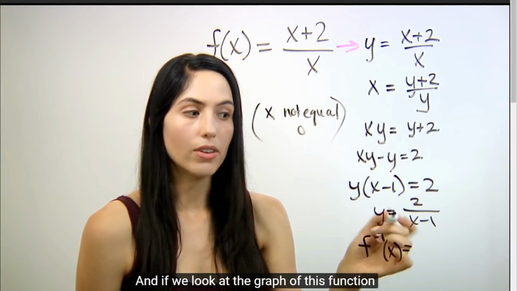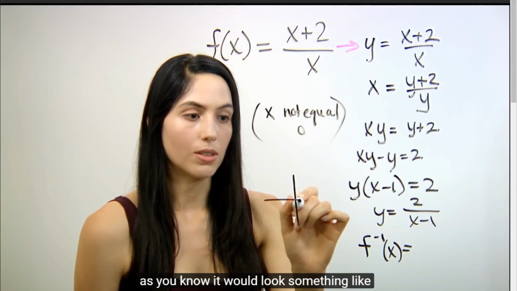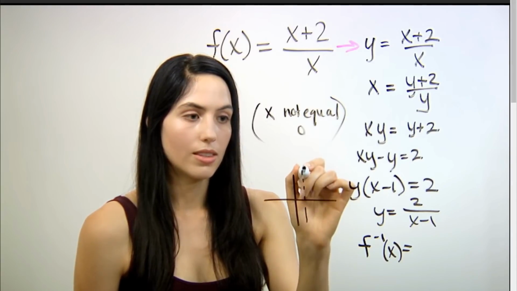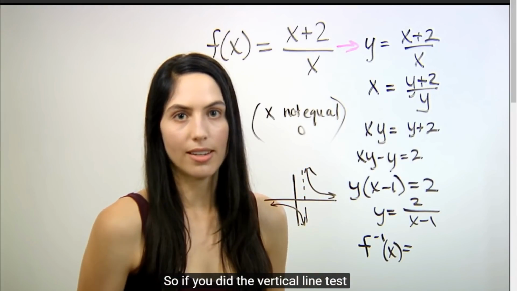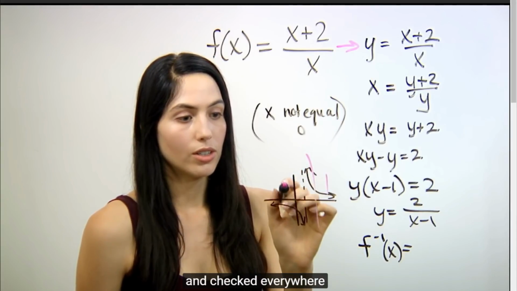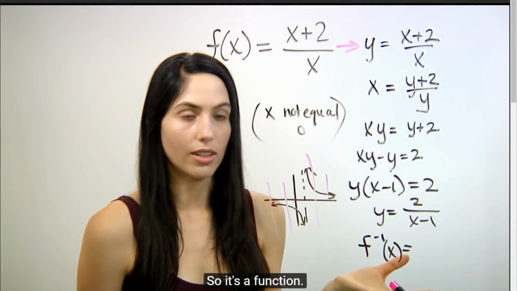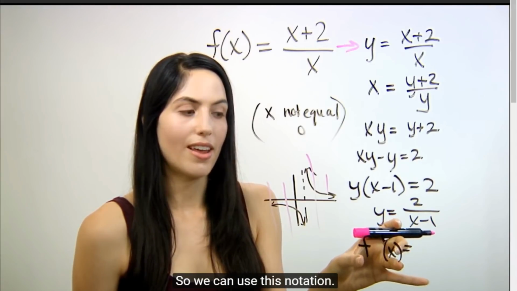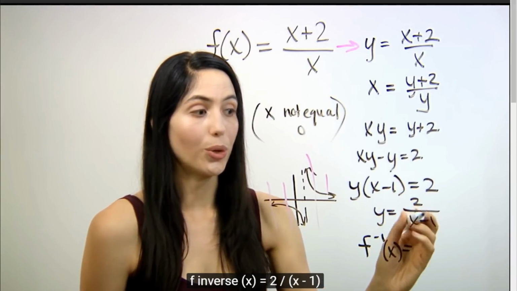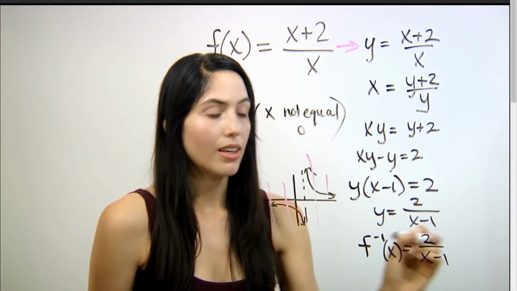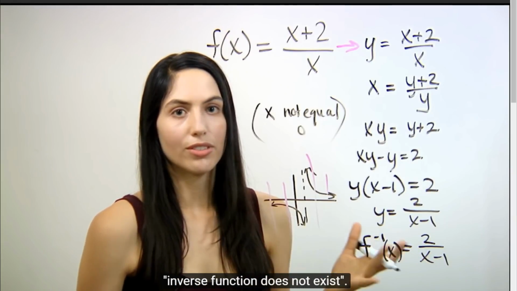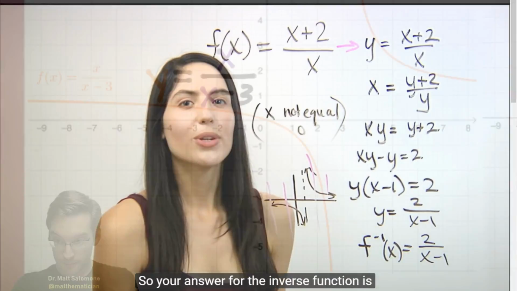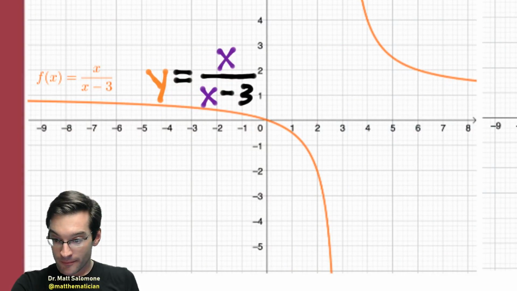And if we look at the graph of this function, as you know, it would look something like this. So if you did the vertical line test and checked everywhere, it only intersects once, so it's a function. So we can use this notation, f inverse of x equals 2 over x minus 1. If you found that it's not a function, you would just answer inverse function does not exist. So your answer for the inverse function is f inverse of x equals 2 over x minus 1.